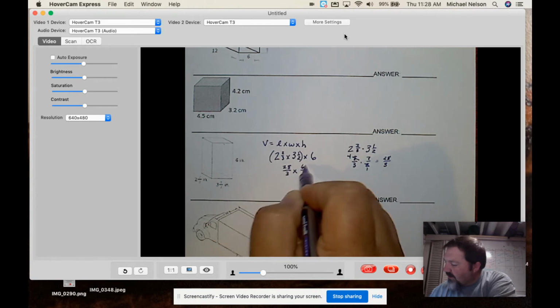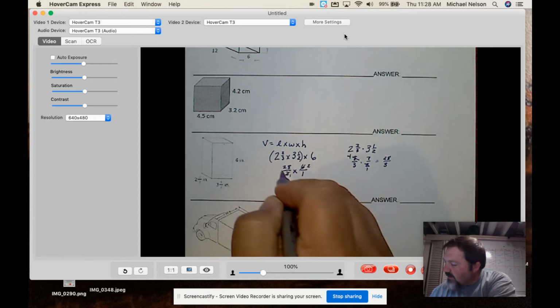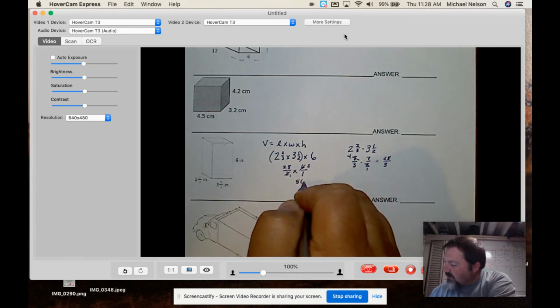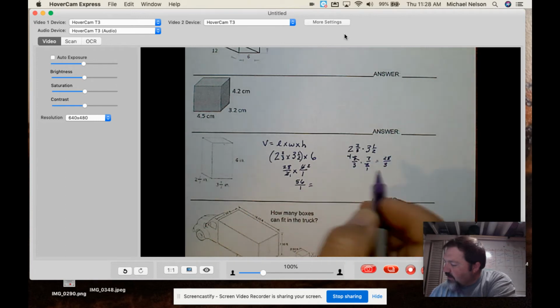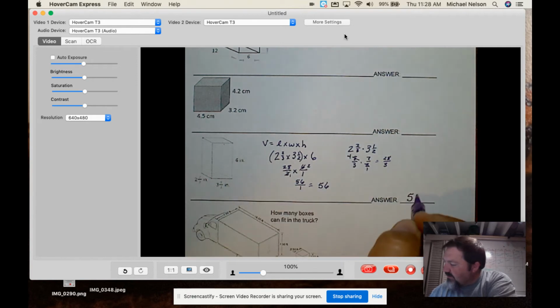And look, I can cross cancel again. Turns that into a 2, that into a 1. 28 times 2 is 56 over 1, or my final answer is going to be 56. 56 what? Inches, inches, inches. So it's 56 inches cubed.